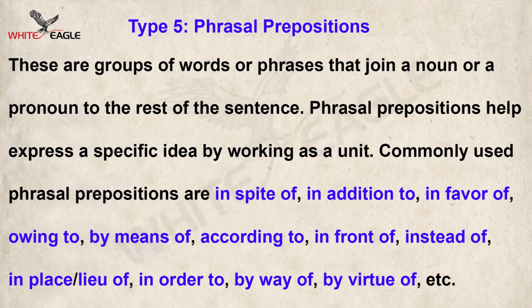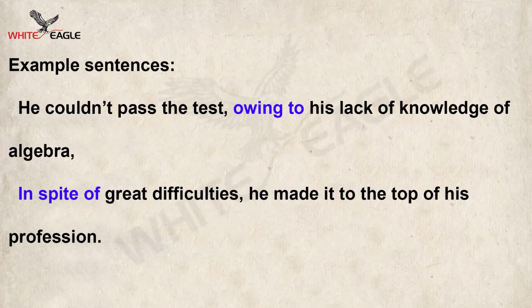Commonly used phrasal prepositions are in spite of, in addition to, in favour of, owing to, by means of, according to, in front of, instead of, in place of, in order to, by way of, by virtue of, etc. Example sentences. He couldn't pass the test owing to his lack of knowledge of algebra.